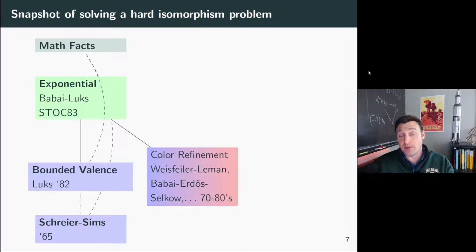That's in color refinement type theory and was led by people like Weisfeiler and Lehman, and followed up by Babai, Erdős, Selkow, and many others since then. Then there are structural techniques that try to say what is the quality that's being searched? How do you swap between these things? And that's the bounded valence approach of Luks. So this is a global approach and a local approach.